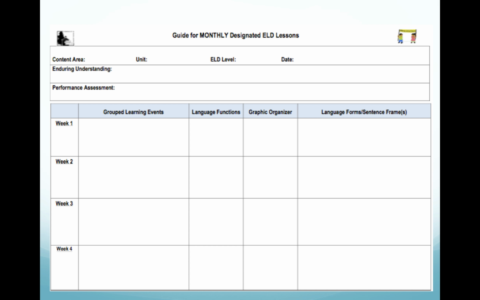So we're going to look at this particular template. You should have it in front of you. It's a guide for monthly designated ELD. I'm going to have you pause, make sure you have that in front of you, because you're going to need that throughout the rest of the time here.